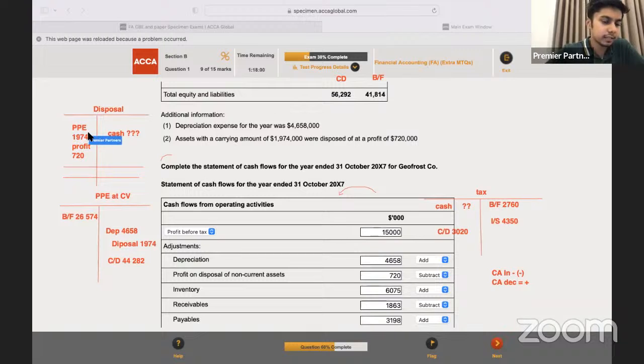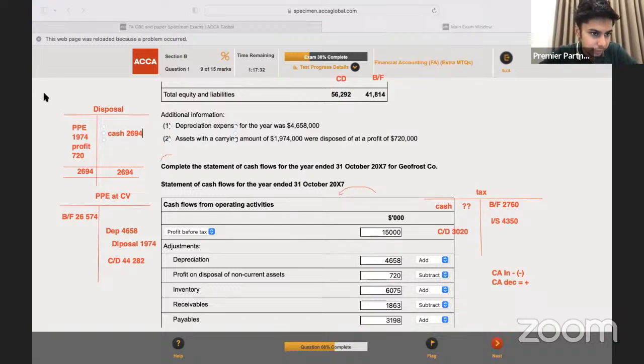Okay, over here, guys, 1974 plus 720. Then the answer, guys, will be 2694. Next one, guys, over here, 2694. And then over here, so here also, guys, answer will be 2694.